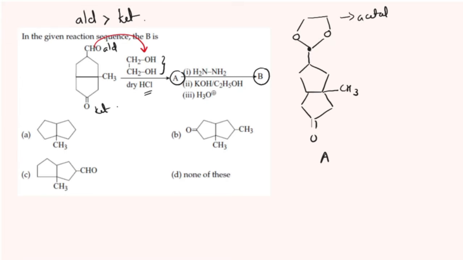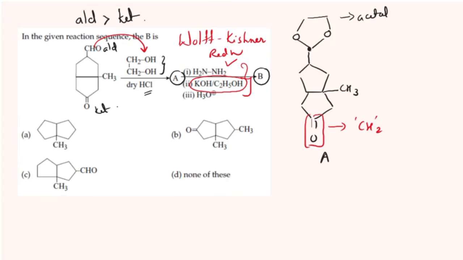What is the second reaction condition? So there is a hydrazine followed by KOH in ethanol. Before you start writing the condensation product, just understand why this KOH in ethanol is given, because this reaction condition is nothing but a Wolff-Kishner reduction. In Wolff-Kishner reduction, what do we do? We reduce the ketone, whatever the ketone group is there, to a hydrocarbon. That means it will reduce to CH2. There is a complete reduction.